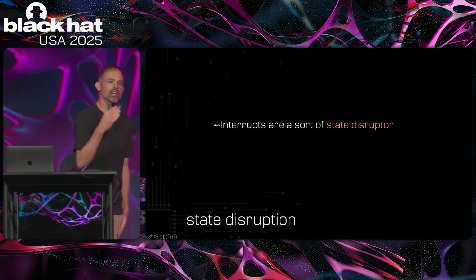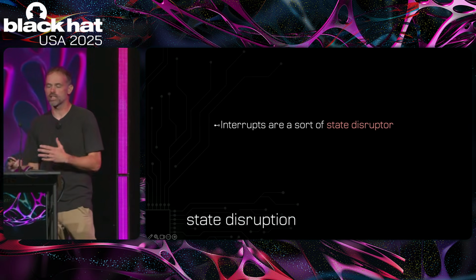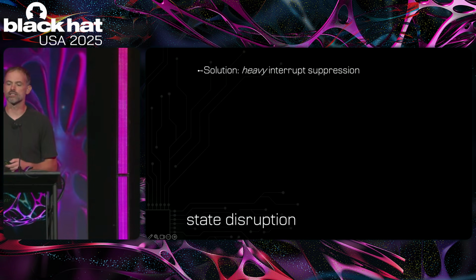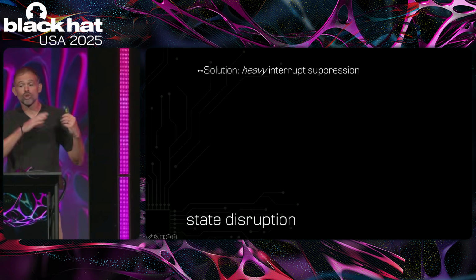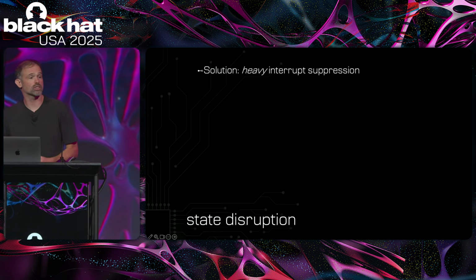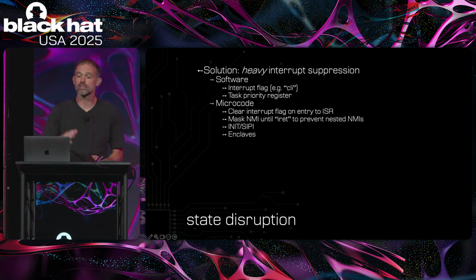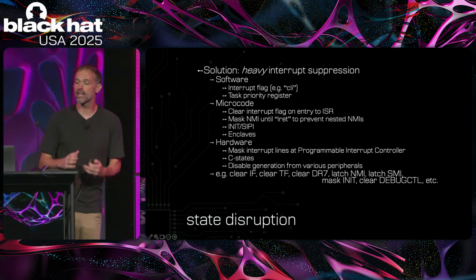So what we see sort of time and time again here is that interrupts are kind of like this state disruptor. They mess up the normal execution of what's supposed to be happening on the system. So the solution for all of those issues, what we've done in the past, is just really heavy interrupt suppression. Like make really, really sure that no interrupts or exceptions can come in at the wrong spot. So we can use software to help us with that, microcode to help us with that. There's ways to use hardware to help us keep interrupts and exceptions away when we don't want them.